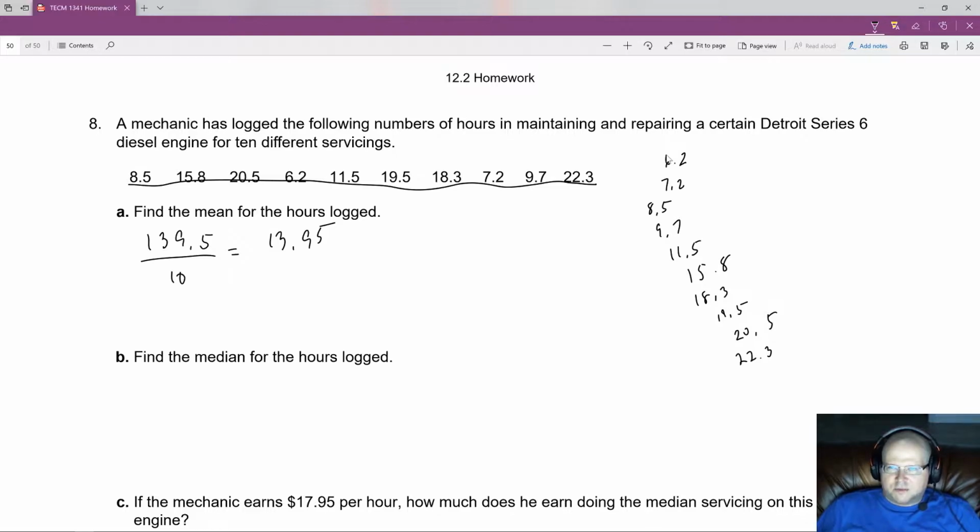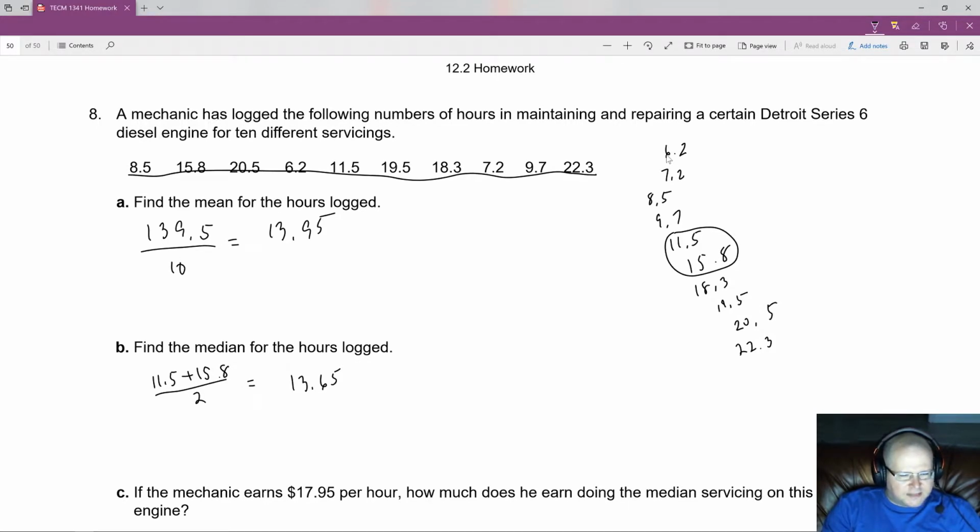Okay. So the middle two, 1, 2, 3, 4, 5, and 6 are right there. So we would simply add those two numbers together and divide by 2. And when we do that, we get 13.65.